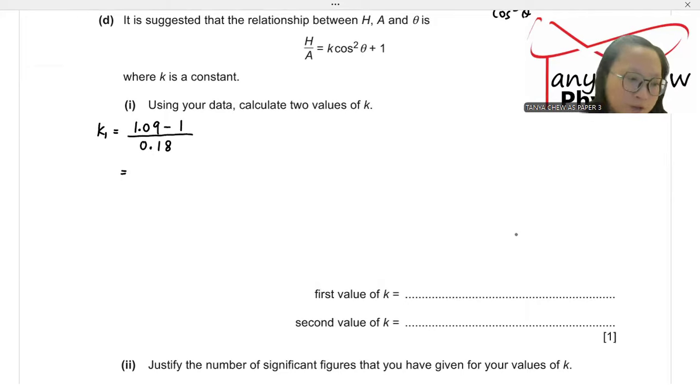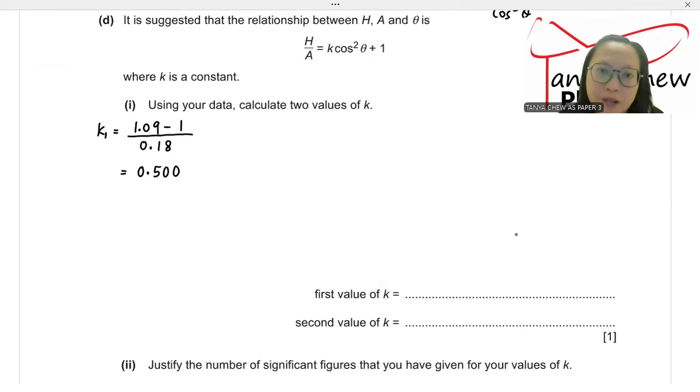Okay, and I got, wait, let me see, 1.09 minus 1 divided by 0.18. So I have 0.5 as my answer. So I would like to put it in terms of three significant figures because 1.09 is three significant figures and 0.18 has two significant figures. Right, so I choose to put K as three significant figures.